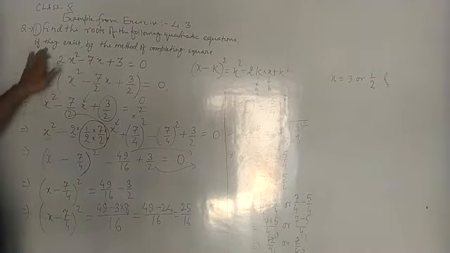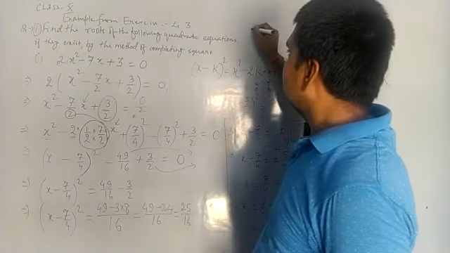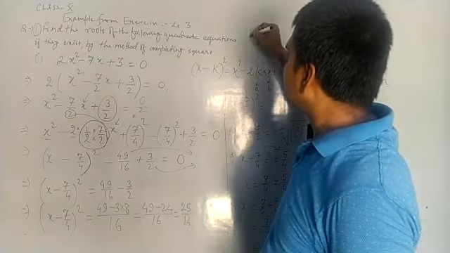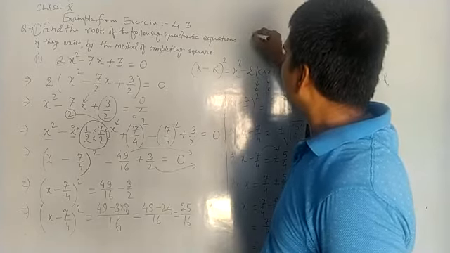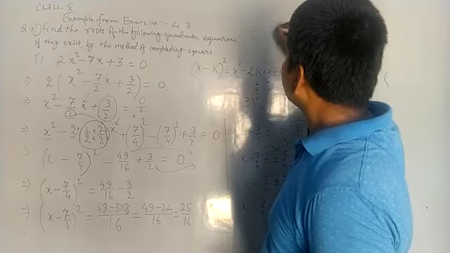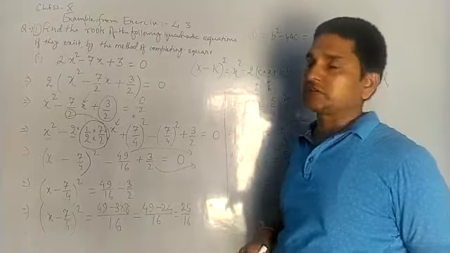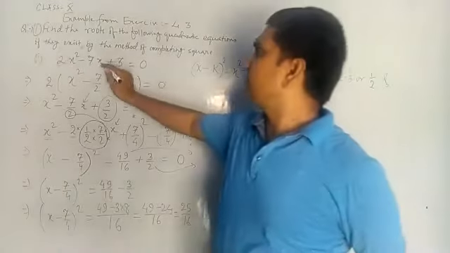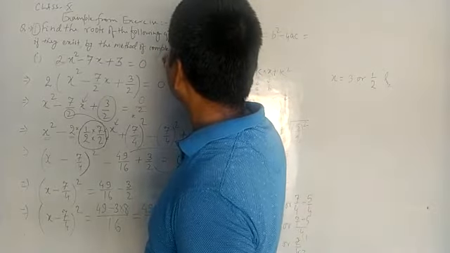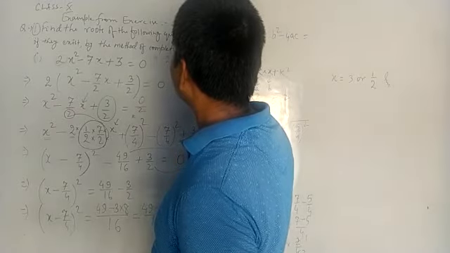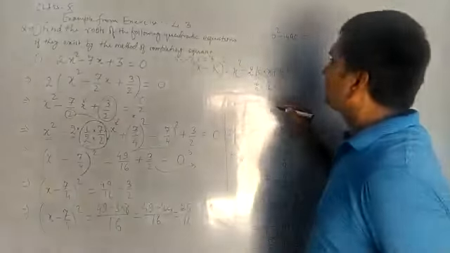Just before that, what will we see? We will check D of it. D means what? Discriminant. I discussed that. D of a quadratic equation is b square minus 4ac. So what is b? b is minus 7. Here a is 2, b is minus 7, c is 3.